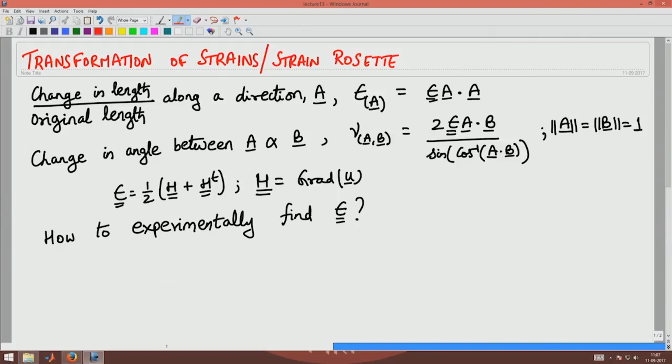For this you have to use what is called the transformation of strain concept, or the Mohr circle for strains, to understand how to compute the strain, especially the strain component epsilon xy, because you can't measure the changes in angle directly. Towards that we will look at transformation of strains first.